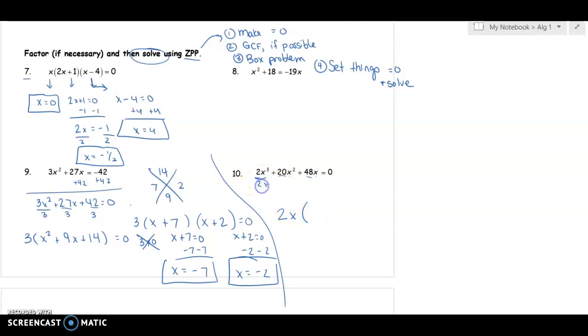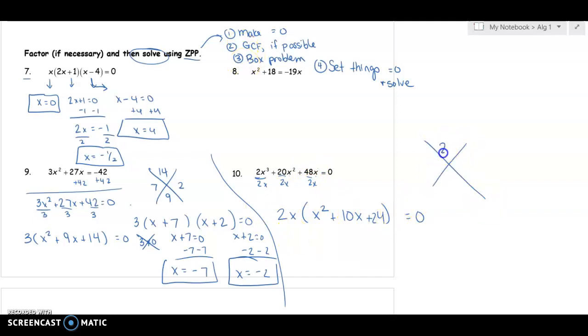We're going to divide each of these by 2x to see what goes inside our parentheses here. 2 divided by 2 is gone. X cubed divided by x is x squared. All right, 20 divided by 2 is 10. X squared divided by x is x. 48 divided by 2 is 24, and the x's cancel. Step 2 is done.